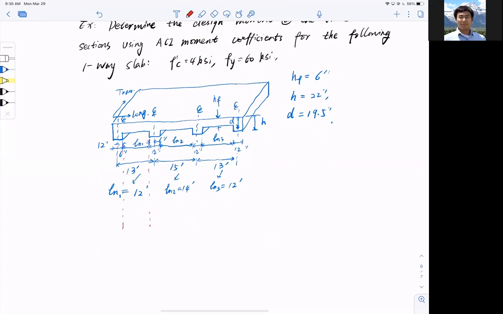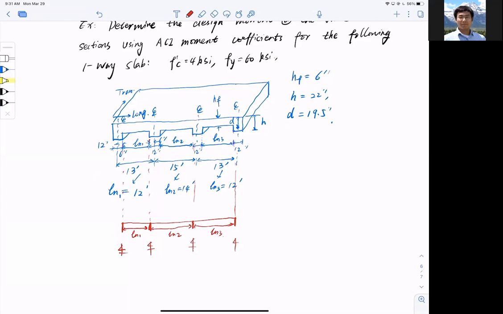Okay, so I see it has more like this kind of spans, right? So a simplified approach would be something like this. Simplified drawing. And this is my reaction force, and this is my reaction force, okay? And then I have another reaction force here, okay? And then this is my Ln1, right? Ln2 and Ln3.